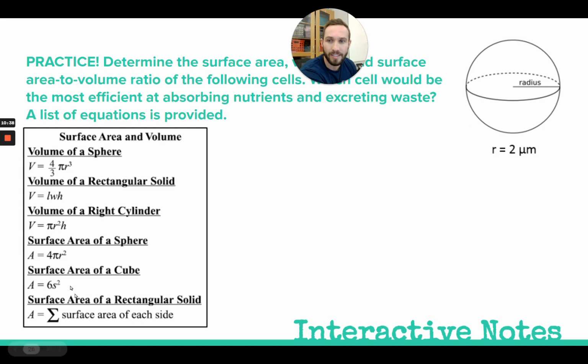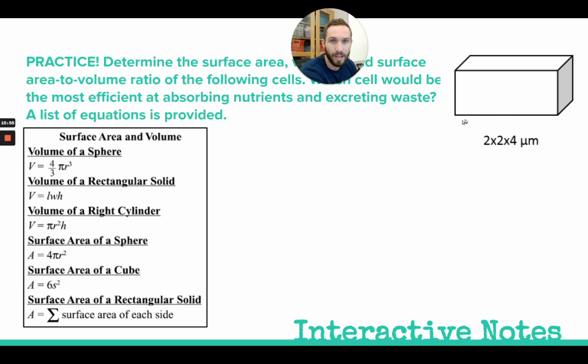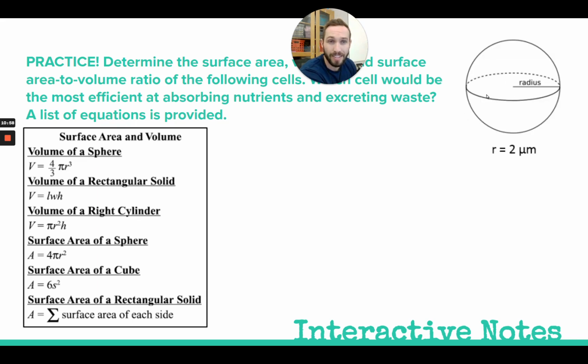Right here is a snippet from your formula sheet for AP Bio. This is on your AP Bio formula sheet. You don't need to memorize these formulas, but you do need to know how to use them. If you don't know how to find the volume of a rectangular solid, you just do length times width times height. It should be pretty easy. You can do that for this, and you can do that for this to find the volume. To find the volume of this one, the volume of a sphere is 4/3 times pi times the radius cubed. So figure that out. You've done this since middle school. I believe in you guys.